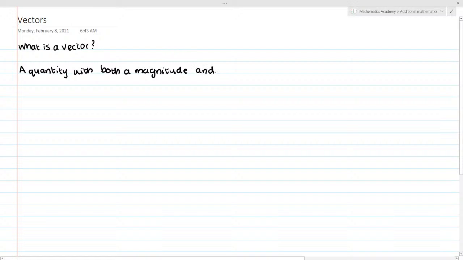Okay, that's perfect. So what is a vector? Well, a vector is like an arrow. You can think of it as an arrow. So it's a quantity with both a magnitude and a direction. And now the classical example that's given in this case is the difference between speed and velocity.